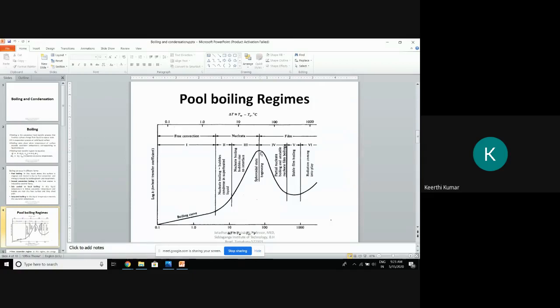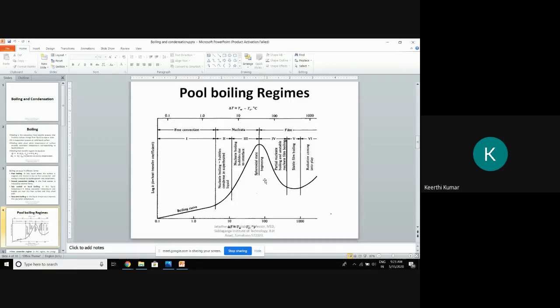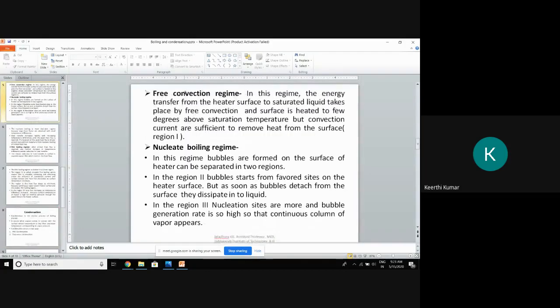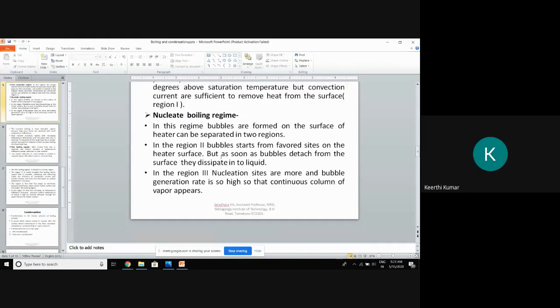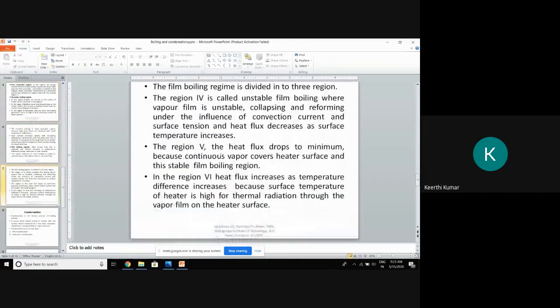Madhu sir has done the critical heat flux experiment, no? That is based on this curve only. Okay. So if I take 10 question papers, out of 10, 8 question papers will have this question on boiling and condensation. He will ask you to write down or draw the figure of pool boiling and explain the different regimes of pool boiling. This is the curve. Then there is free convection, the nucleate boiling regime. This is the explanation of the regimes.